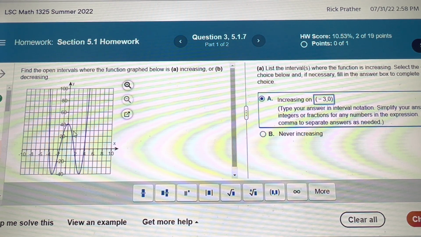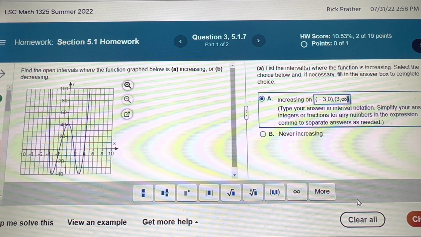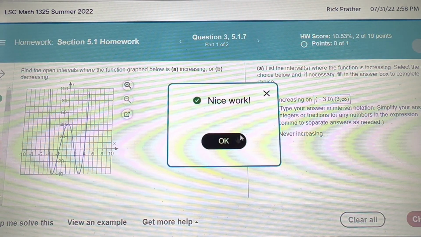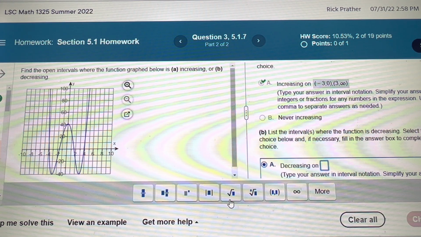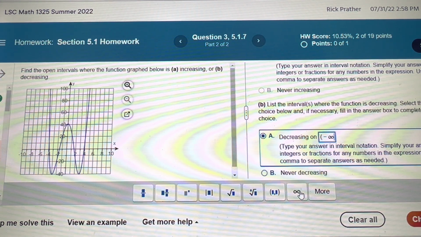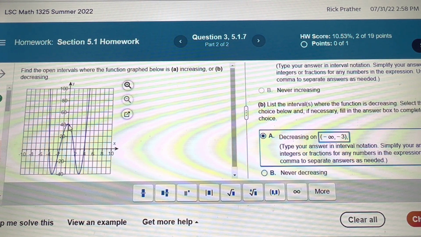From 0 until I get down here, it's decreasing again, but then right here at 3, from 3 to infinity, it increases again. So a second increasing portion from 3 to infinity. There's two decreasing portions: from negative infinity until you get to negative 3. And then when you were at 0 all the way till 3 is another part.